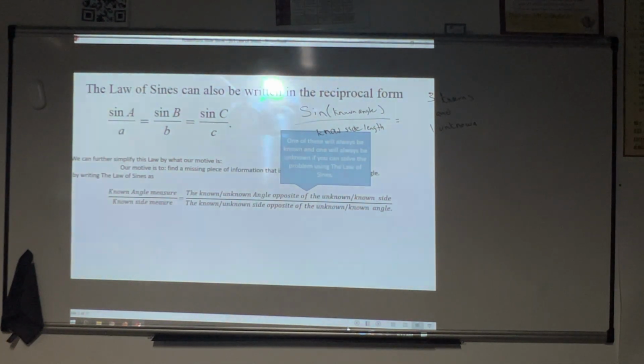In my little blue box there, one of these will always be known and one will always be unknown. If I'm solving for a side length, it'll be on the bottom, my x value. If I'm looking for an angle, I will have inverse sine of x to solve for that angle or the letter that corresponds to it.